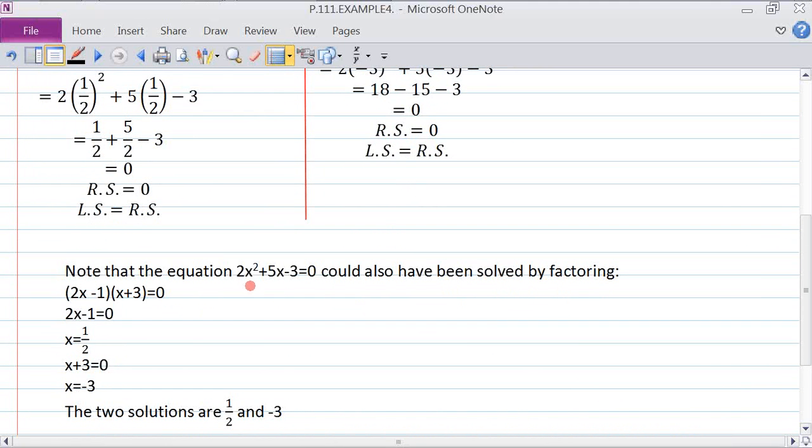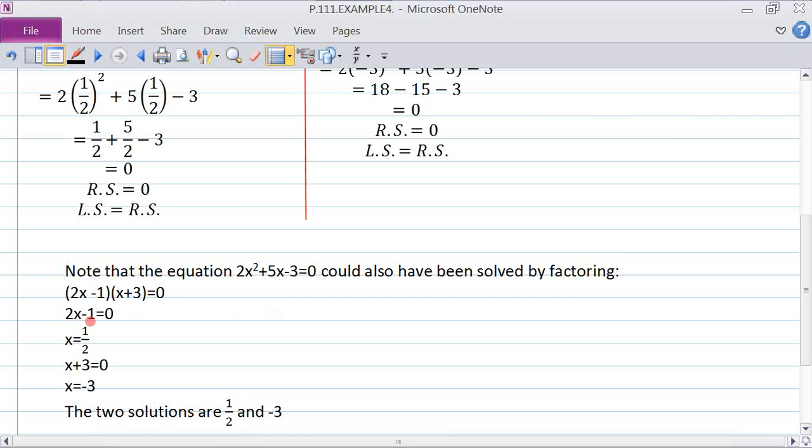Now, we could have also solved this by factoring. So we could have factored this as 2x minus 1 times x plus 3. The first times the first gives us 2x squared. The last, minus 1 times plus 3, would give us minus 3. The outer is 6x, and the inner is minus 1x, and that gives us the middle term of 5x using the FOIL method.